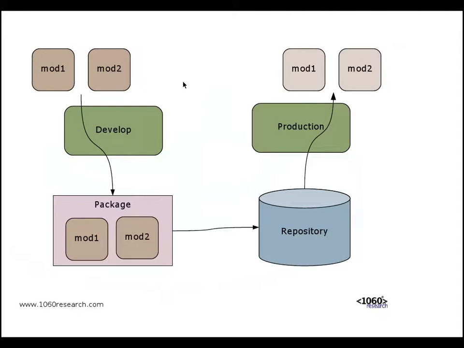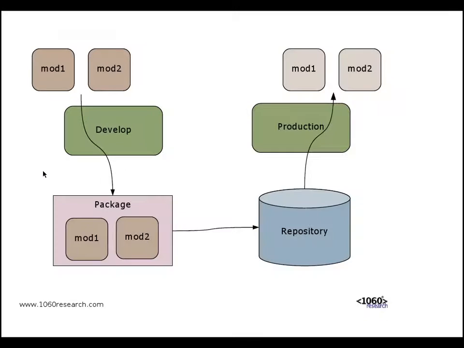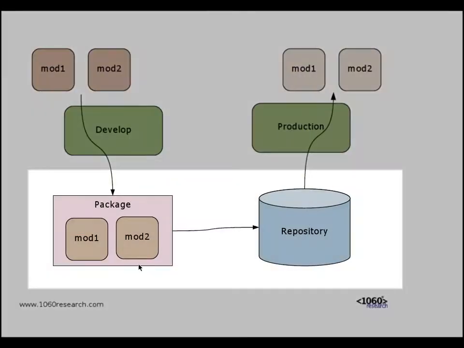The demonstration will be split into three parts. In the first part, we'll show how a development machine can rapidly create modules. In the second part, we'll show how those modules can be packaged into a deployment unit and published into a repository architecture.